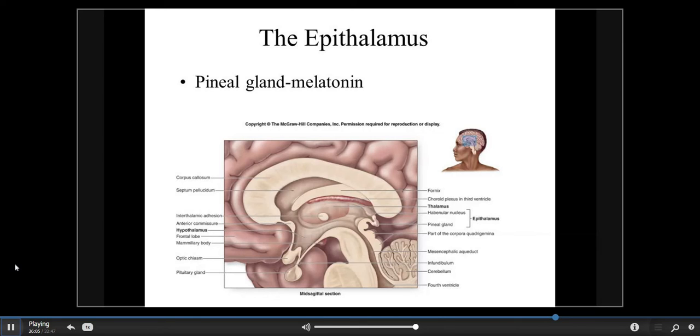You also have your epithalamus. This is this area right here. Okay, what do you find in the epithalamus? You find your pineal gland or pineal body right about here, and so forth. Here and here.